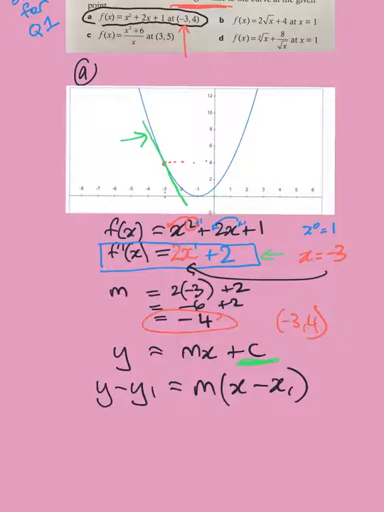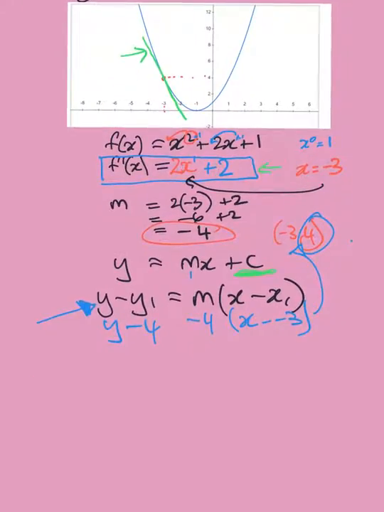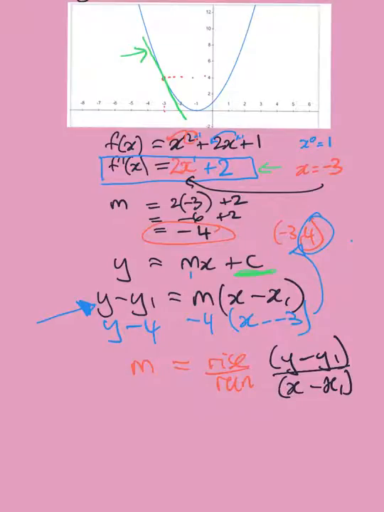So you know that the gradient is -4, and here you can put x minus -3, that's from here, and y minus 4, and that's from here. Now if you've forgotten where this comes from, let me just remind you that the gradient, which is m, is equal to the rise over the run. What is the rise over the run? Well, the rise is just the difference in y values, and the run is the difference in x values. And that's how we get that equation.